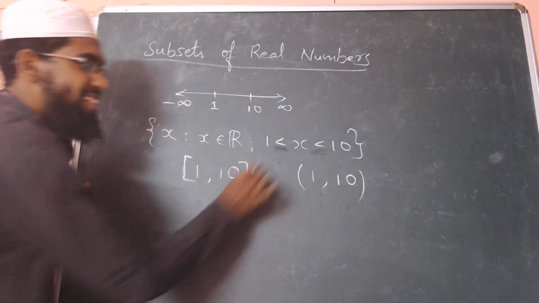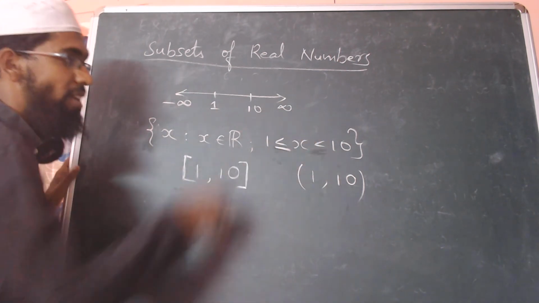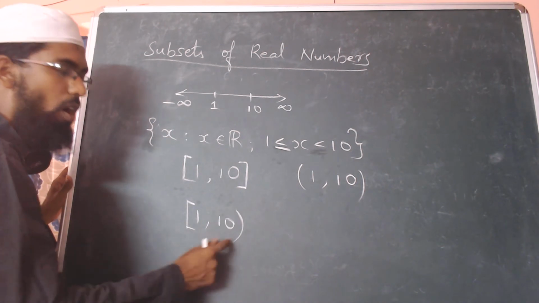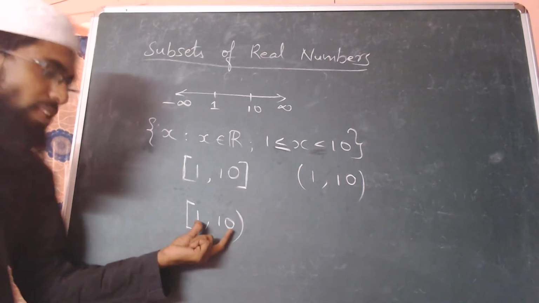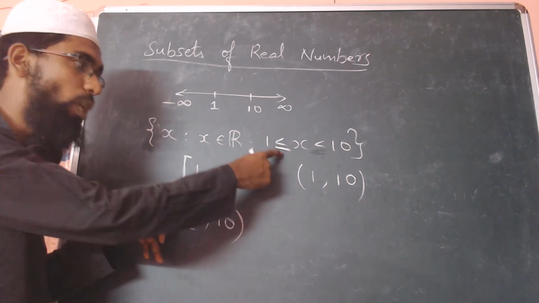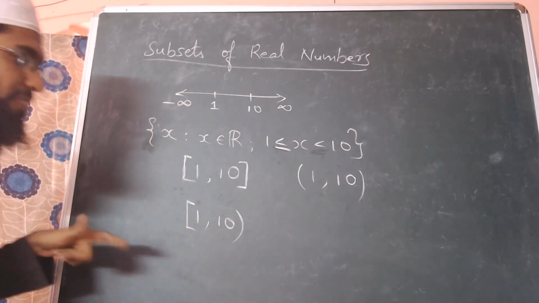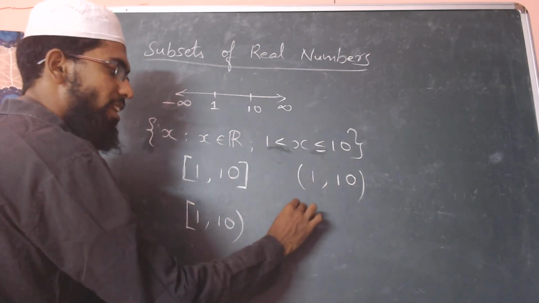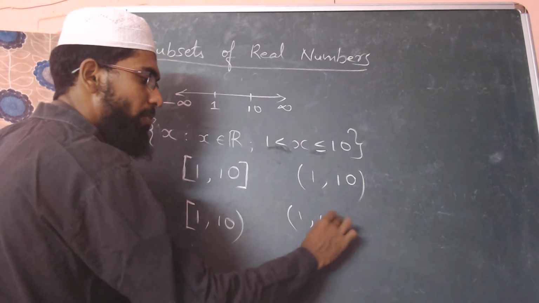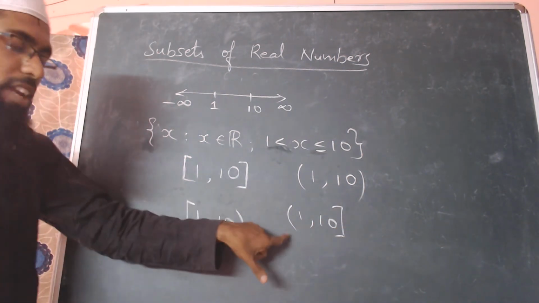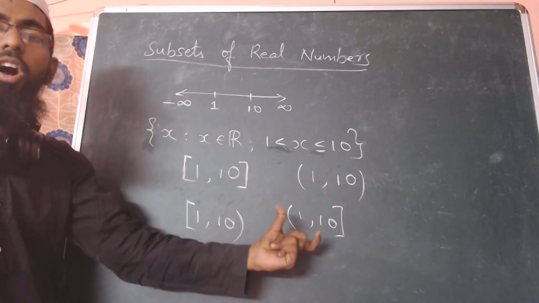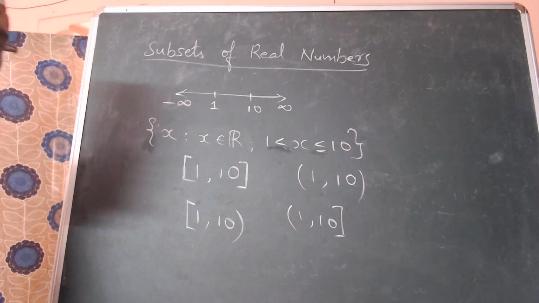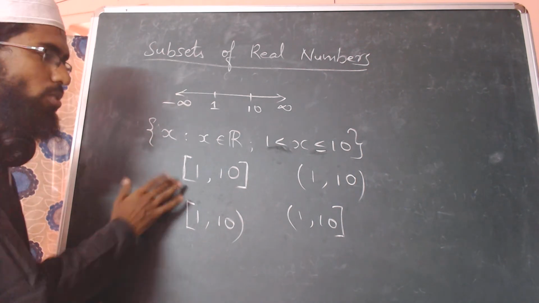The next case is, let me put equal to here and not put equal to here. This will be written like this: [1, 10). 1 is included but 10 is not included, and all the numbers in between are included. Got it? Then if I remove the equal to here and put equal to here, how will I write this in interval form? I'll write it as (1, 10]. Here 1 is not included, but 10 is included, and all the numbers in between 1 and 10 are included. So these are the four possible ways of writing an interval. We call it an interval.